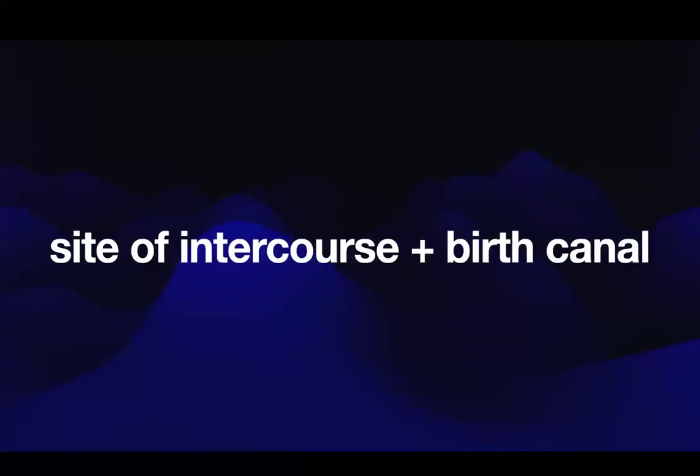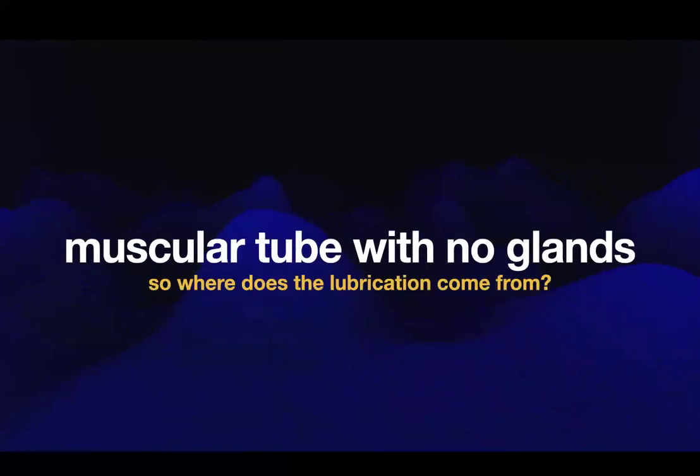So now moving on to the vagina. The vagina is both the site of intercourse as well as the birth canal, where the baby is eventually going to pass through, unless the baby decides to take a different route, a C-section. The vagina is a very muscular tube and has no glands.